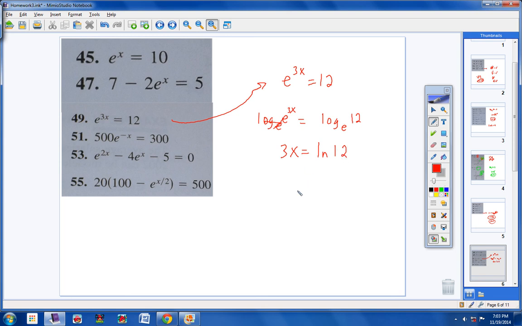Okay, divide both sides by 3. And x equals natural log of 12 divided by 3. Now, students, when you type in the natural log of 12, be sure and hit enter. So natural log of 12, enter, divided by 3, enter. And you should get 0.828 for your answer. Okay? Moving on to number 51.